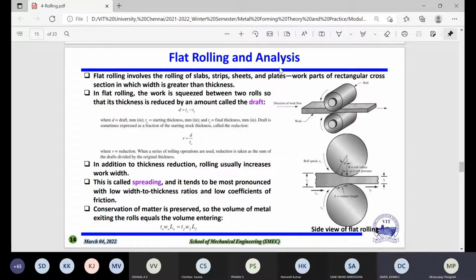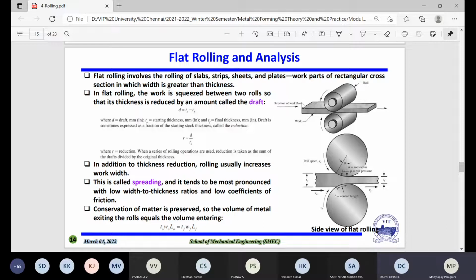So the basic title today we will talk about is flat rolling and the analysis. When we are making the assumption of flat rolling, then how can we make the analysis. Okay, so flat rolling involves the rolling of slab, strip, sheet and plates also, what we had discussed in the beginning of the classes. Then box part of rectangular cross section in which width is greater than the thickness.